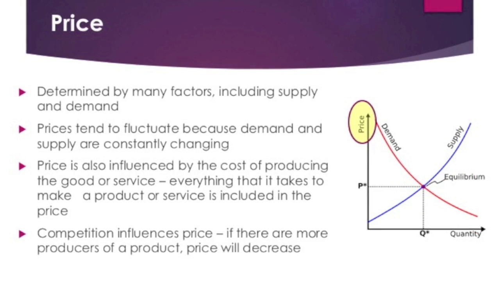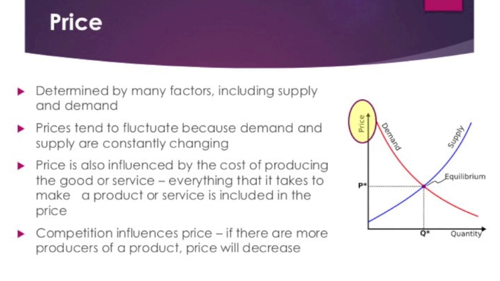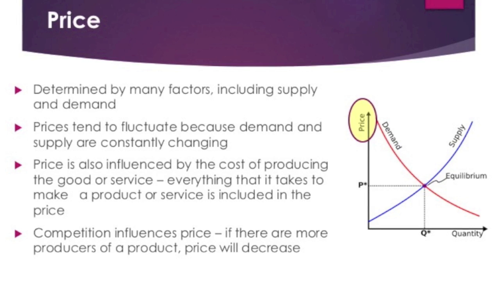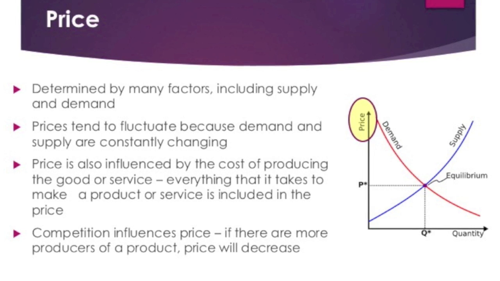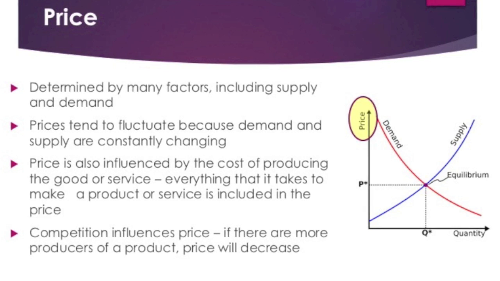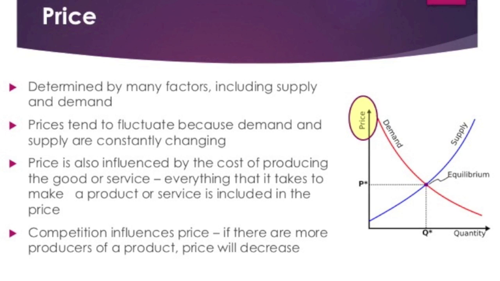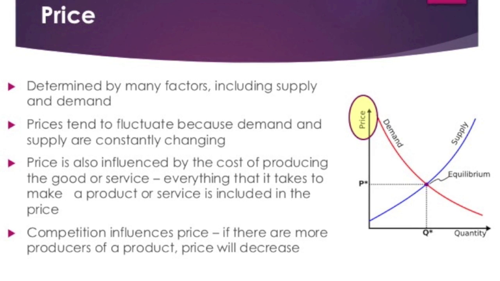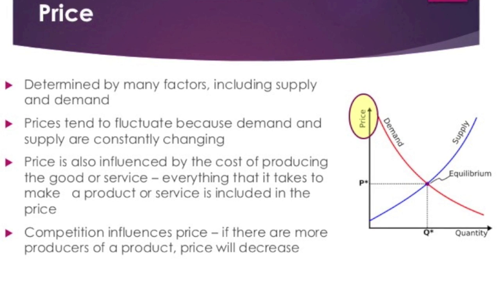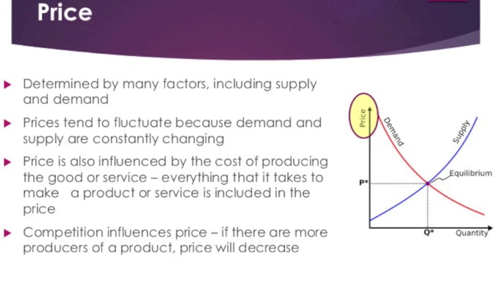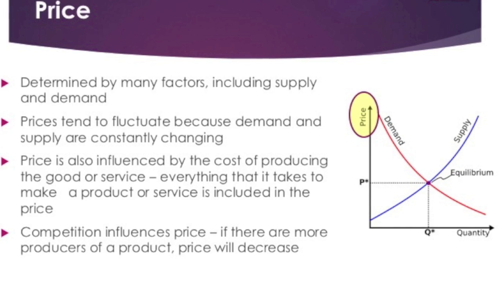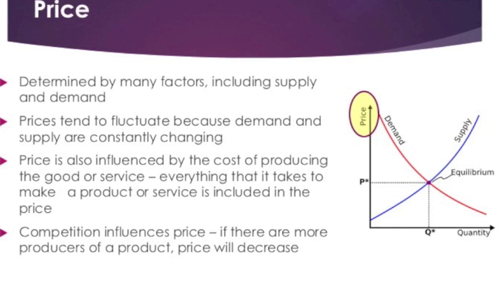Price. When we're talking about the supply and demand curve, the price is determined by many factors, including supply and demand. Prices tend to fluctuate because demand and supply are constantly changing. Every second of every day, the supply and demand of a product or service is changing. Price is also influenced by the cost of producing the good or service. Everything that it takes to make a product or service is included in the price. Competition also influences price. If there are more producers of a product, then the price will decrease because more people will have to sell their items and people can demand a lower price.